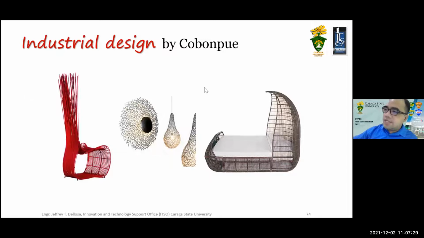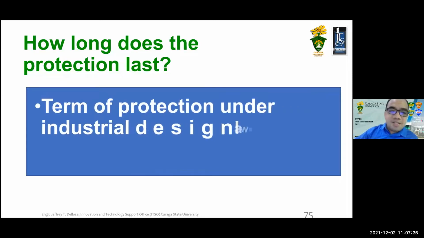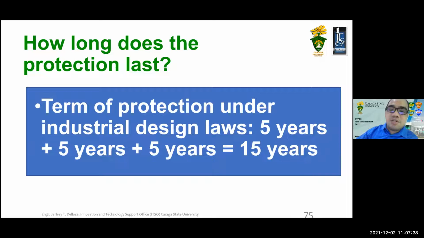Now, how long does the protection last for industrial design? The term of protection under industrial design law is 5 years, but you can renew it for another 5 years and another 5 years, for a total of 15 years. After that, it's no longer possible to maintain our industrial design. During that time, perhaps you will be able to get the return on your investment. You spend time and resources to produce this IP, and more or less during that time you exhaust the market, and then there are new designs.